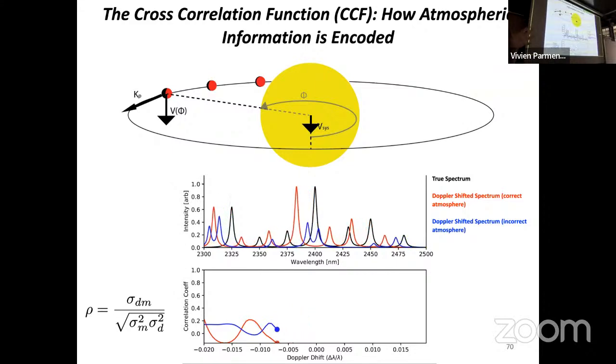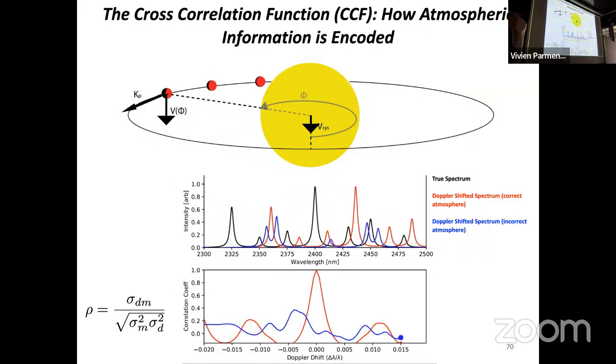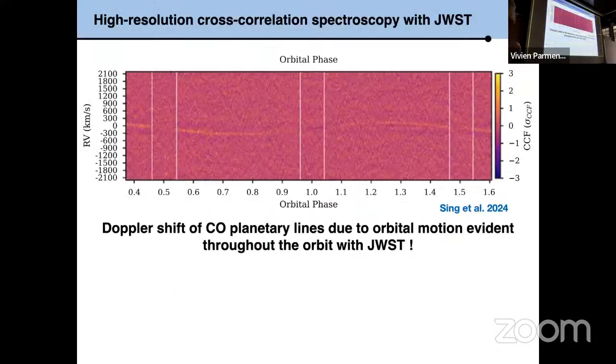They look in the CO band. And with James Webb's resolution in the CO band, it was enough to actually do this cross-correlation technique. And because James Webb is in space, you can look at the full orbit. And that's what David Singh got, which is just amazing. You're going to see the radial velocity shift of the cross-correlation function. This is the cross-correlation function, and it shows a maximum in velocity that varies with time.